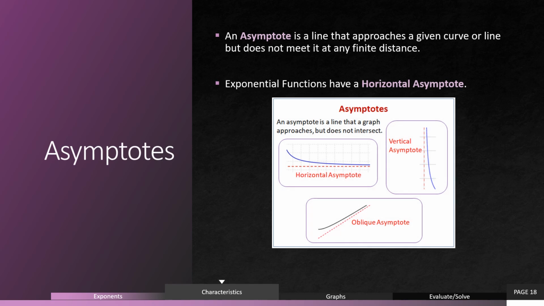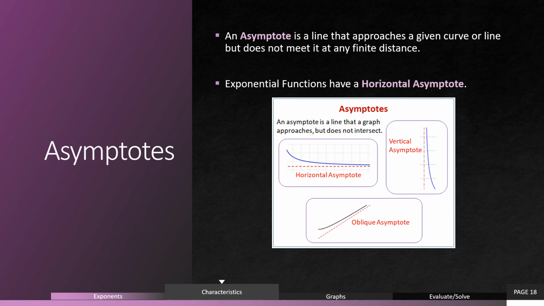So if I'm looking at asymptotes, an asymptote is a line that approaches a given curve or line but does not meet it at any finite distance, or in other words, it's kind of like a fence there. And exponential functions have what we call a horizontal asymptote. So if you're looking at the graph, you can see right here there's 3 general asymptotes that we think of.